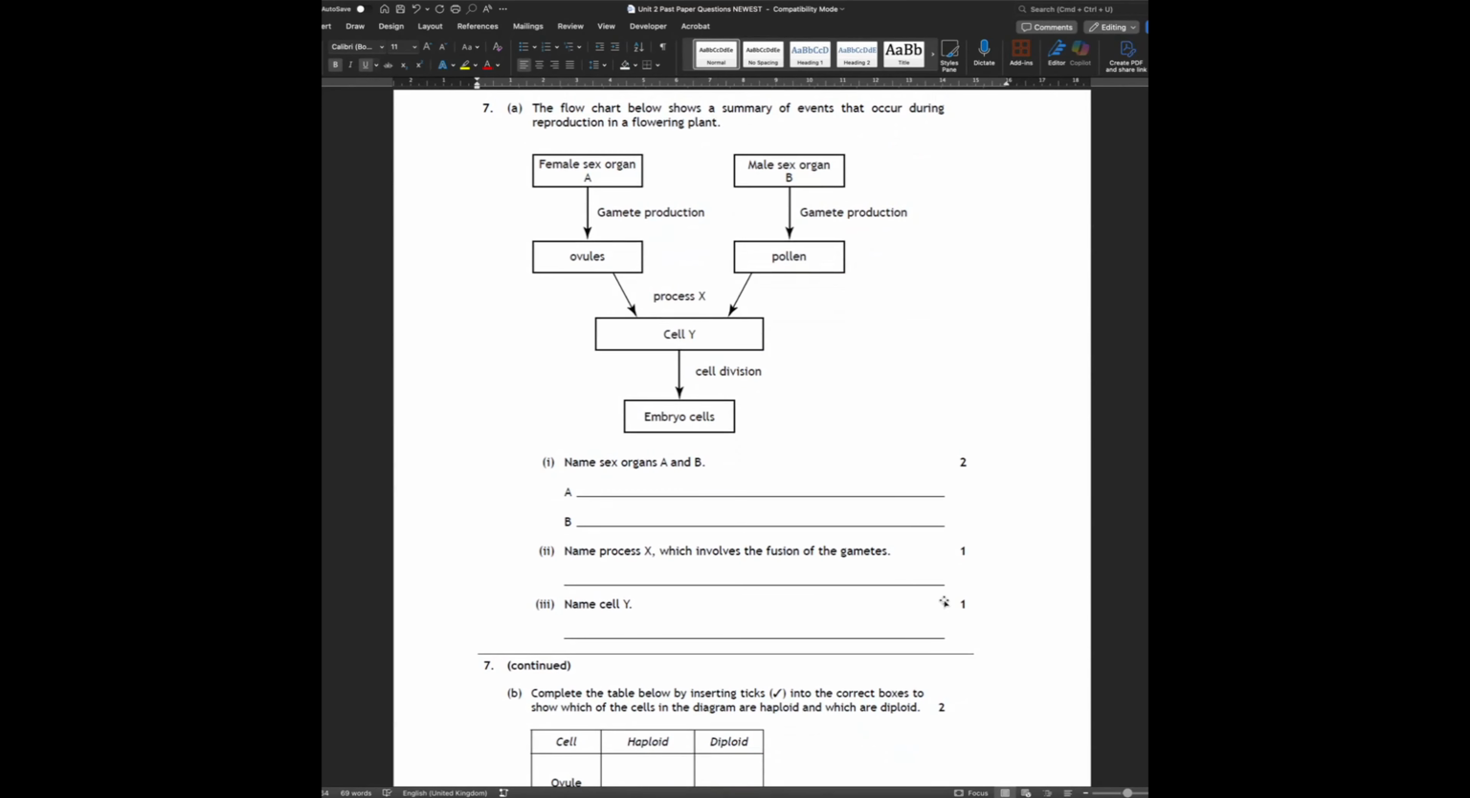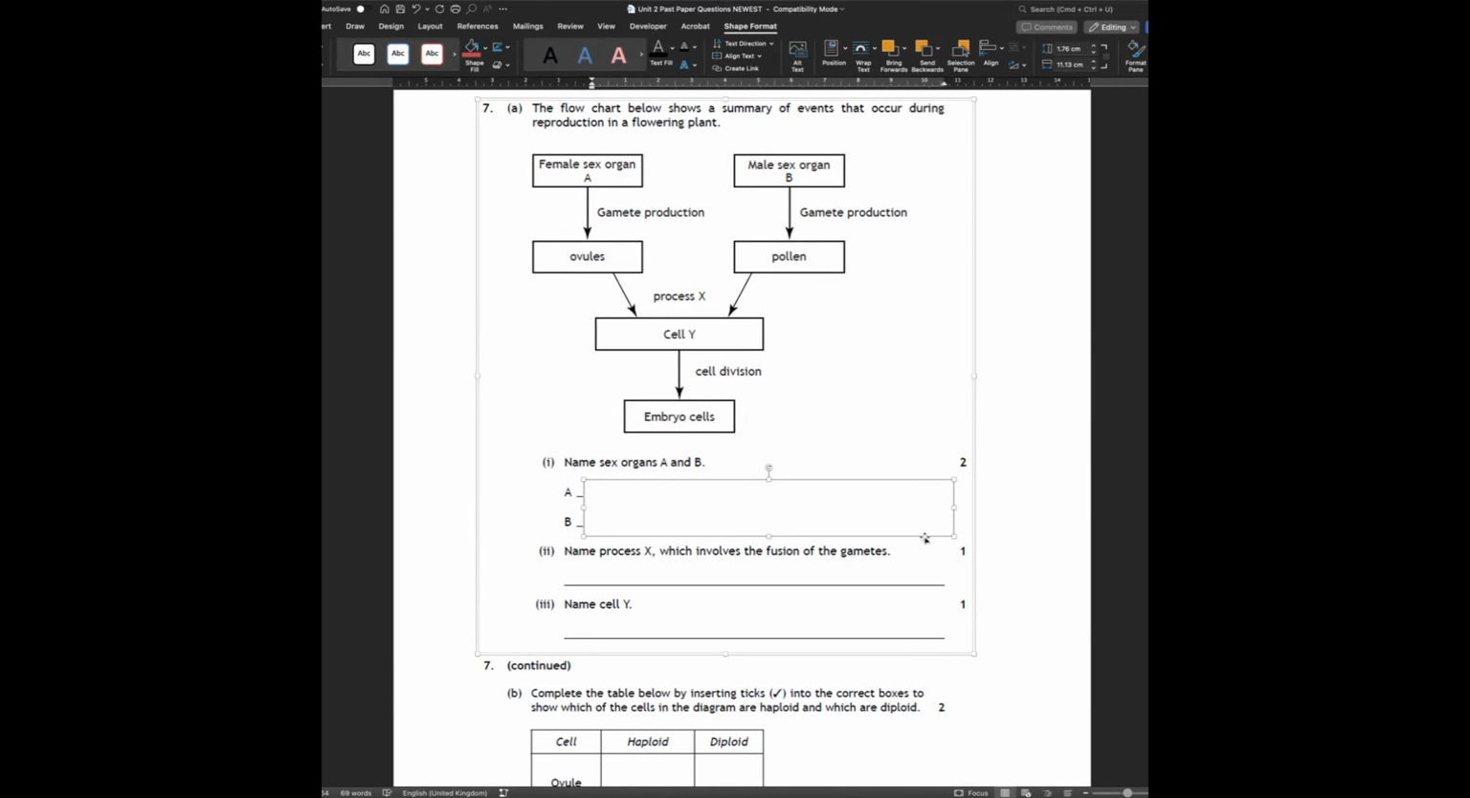We've got a flowchart showing a summary of events that occur during reproduction in a flowering plant. So we get sex organs A and B, which produce ovules and pollen. We've got process X, we've got cell Y, and then we've got an embryo being formed. So this is reproduction in a flowering plant. Remember to read these reproduction questions carefully to see if it's animal or plant, because it obviously makes a big difference to what the answer is going to be.